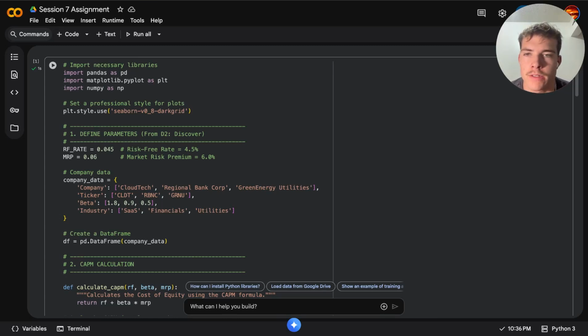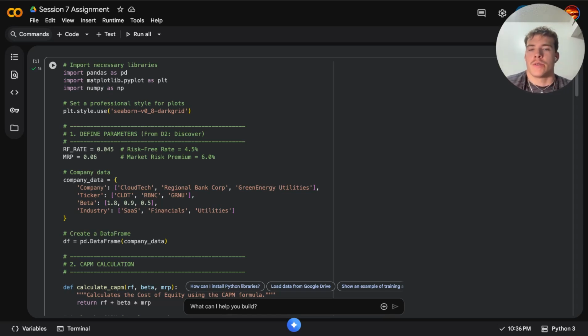So today we are setting up an analysis to determine the cost of equity for three very different companies: Cloud Tech, Regional Bancorp, and Green Energy Utilities. As an analyst for our firm, we need to establish a clear hurdle rate for these potential investments, and provide some strategic advice for our high growth target, Cloud Tech. We're going to conduct this analysis in a macroeconomic environment.